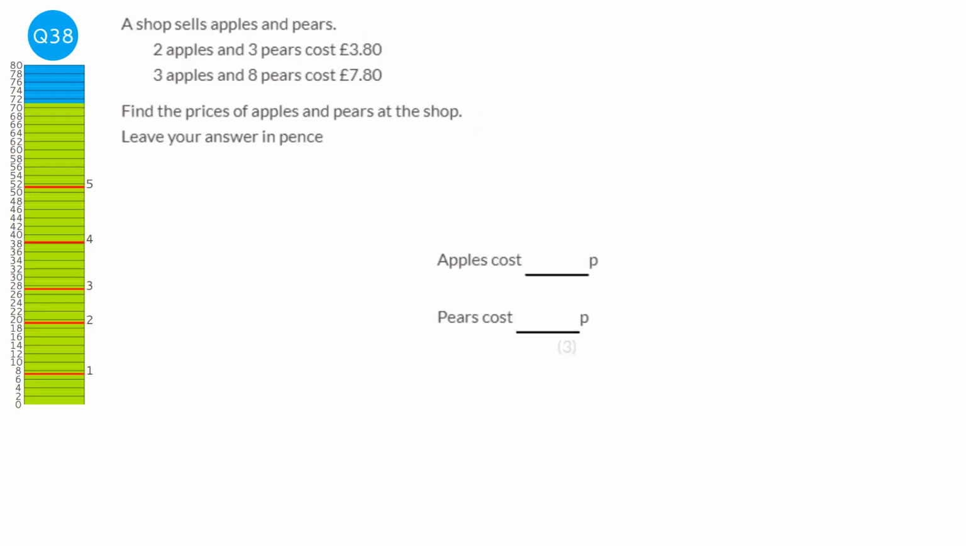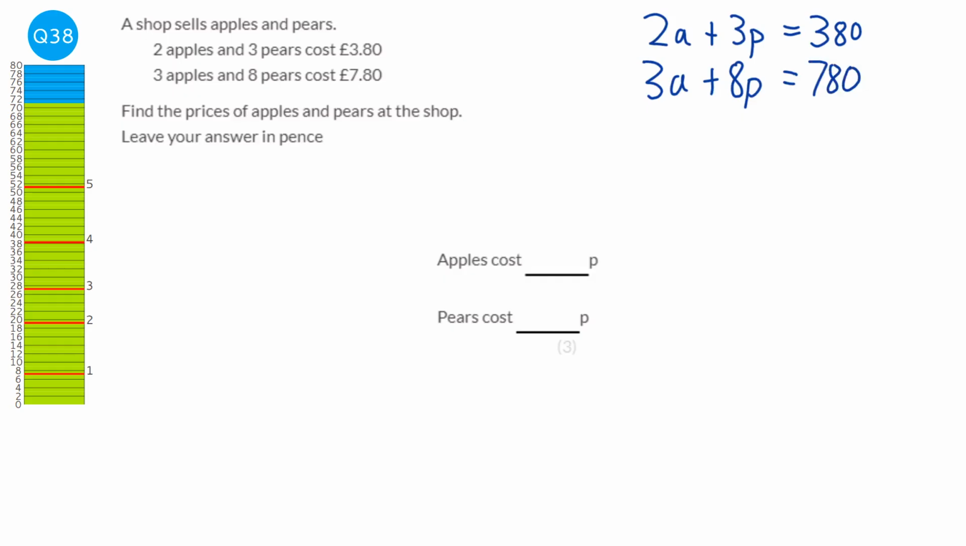So this question is a simultaneous equations question. And so we're going to have to write down some equations. So it says 2 apples and 3 pears cost £3.80. So 2 apples, I'm going to call it A for the price of an apple, plus 3 pears, so 3p, cost £3.80. Now I'm going to do this as 380 just because it's easier to work with integers rather than decimals. And it says 3 apples, so 3a, plus 8 pears costs £7.80.